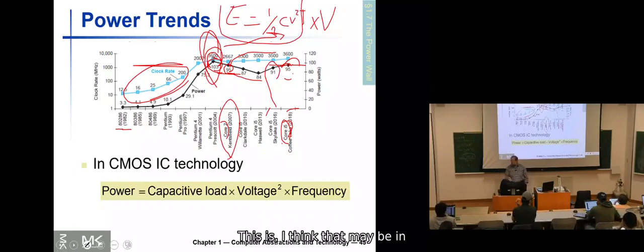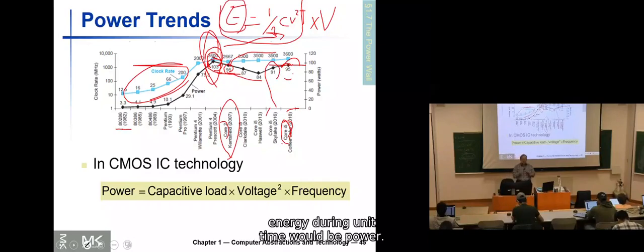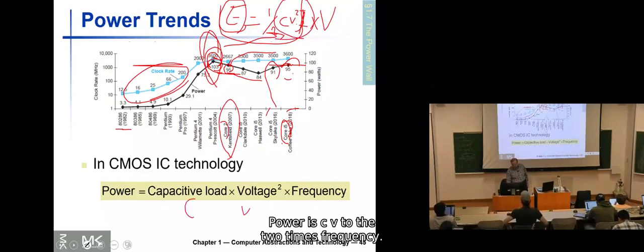This is, I think, maybe from the physics of your high school. 1/2 C V squared, this is energy. Energy during a unit time would be power. So if you have f here, f frequency, frequency is 1/T, then it will be power. Power is C V squared times frequency.